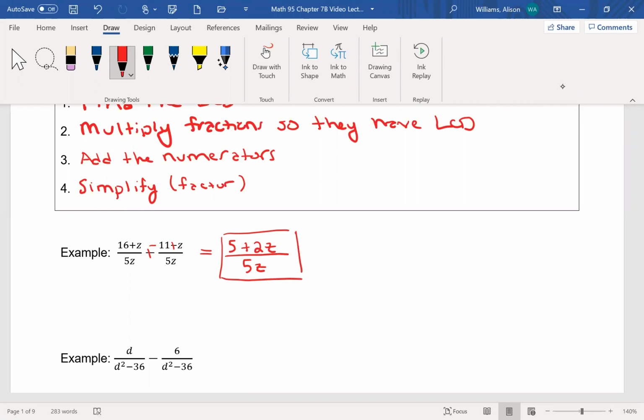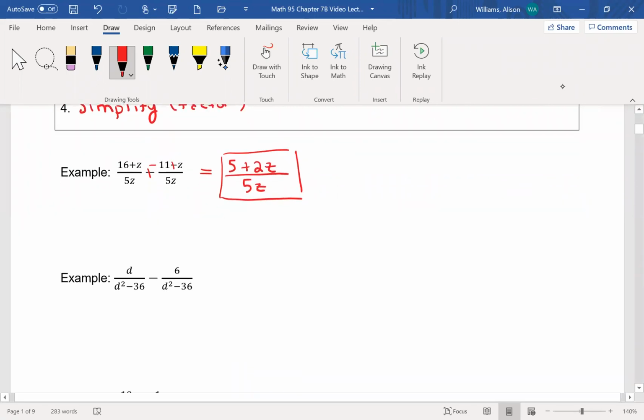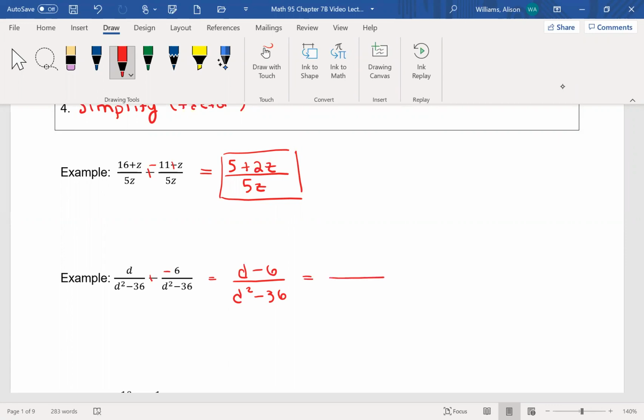Again, we have a common denominator, so we don't need to do steps 1 and 2. I do have a negative, that is a minus, so I'm going to change this to plus, and I'm just going to make that a negative 6. If there were two terms, I'd change both terms, but just one term this time. So that's going to become d minus 6 over d squared minus 36. Now, d squared minus 36, that can factor. So I'm going to factor it. That's going to be a difference of squares. So it's going to factor into d plus 6 times d minus 6.